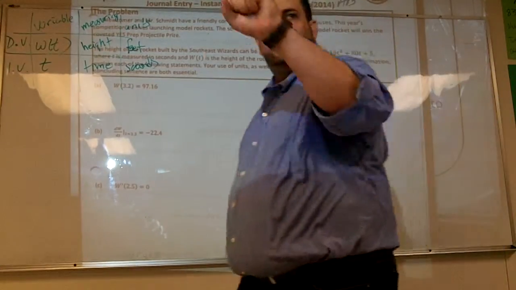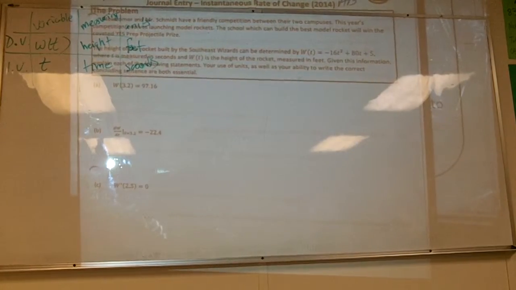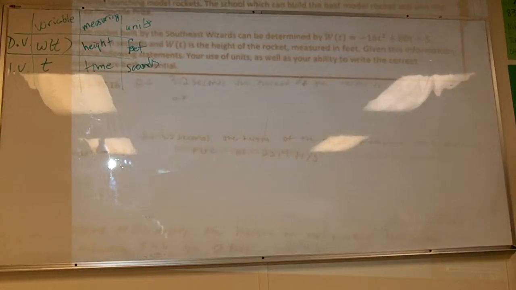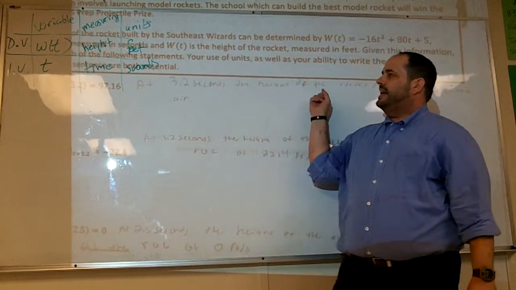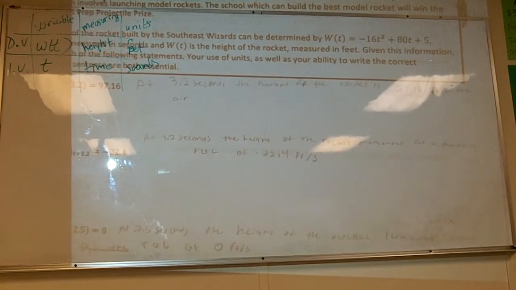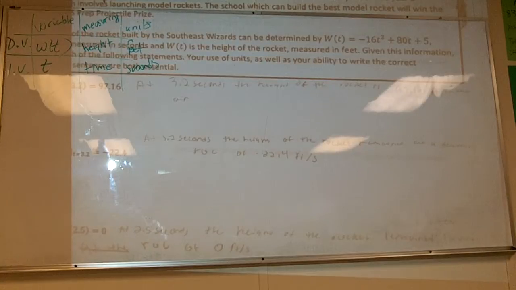Who had part A? David. All right, let's compare our work to David's. David says at 3.2 seconds, the height of the rocket is 97.16 feet in the air. Now, David, I don't see anything in your write-up about rate increasing or decreasing. Why not? Because you're just plugging into a function to give you the y value. I'm just asking about a y value. There's no indication of prime or slope of tangent line. I don't want to hear about rate.